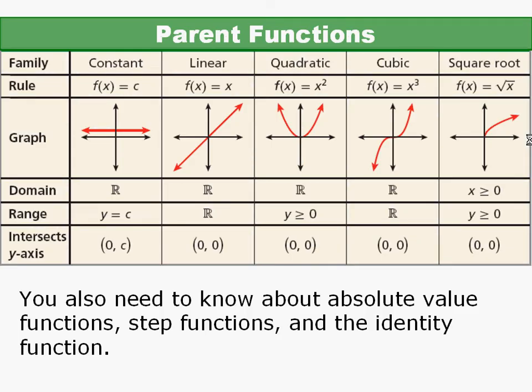So far, we've learned about the parent functions for a constant, linear, quadratic, cubic, and square root. We also covered absolute value functions, step functions, and the identity function. For a constant function, f of x equals c, which would give us a horizontal line.